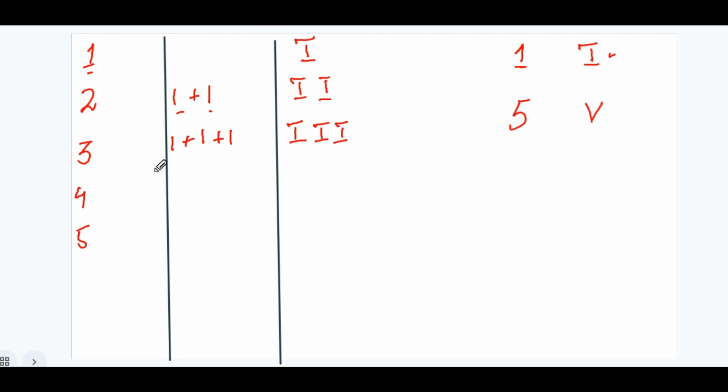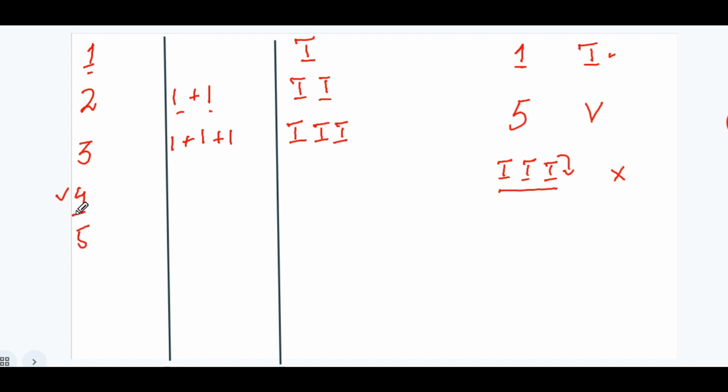And what about 4? Now this is the important thing we need to learn. In Roman numerals, you cannot write the same letter a fourth time. I cannot write it like this: 1 plus 1 plus 1 plus 1 is 4, and then I, I, I, I. This is totally the wrong way. Do you understand? In Roman numerals you cannot write one same letter more than 3 times. Only 3 times we can write. The fourth time you cannot write.